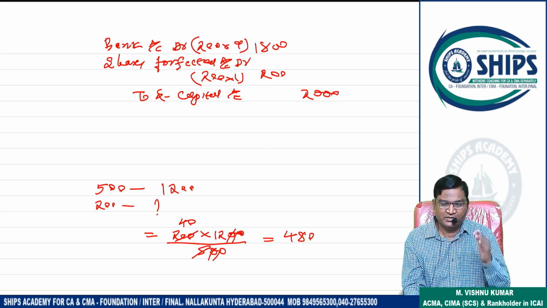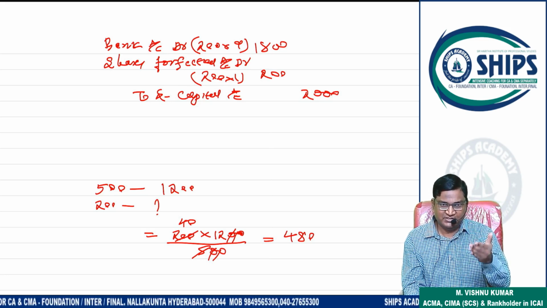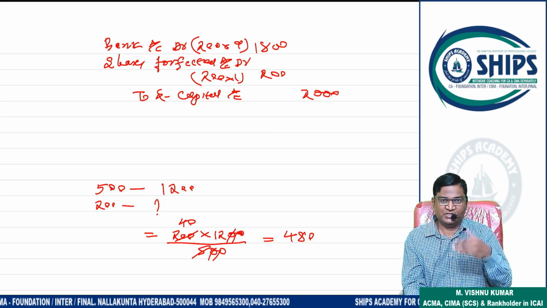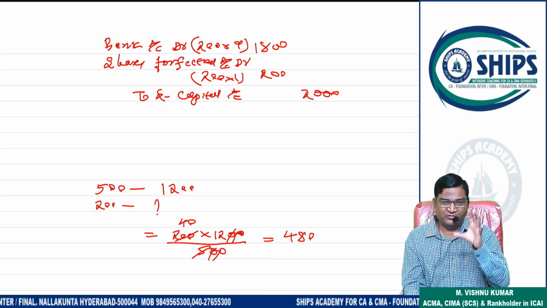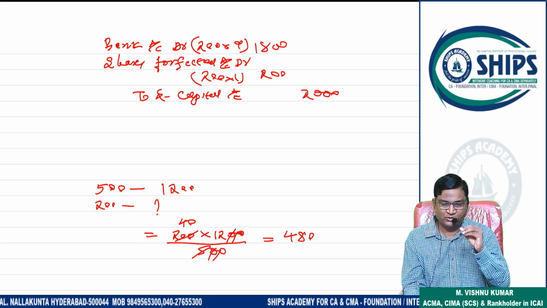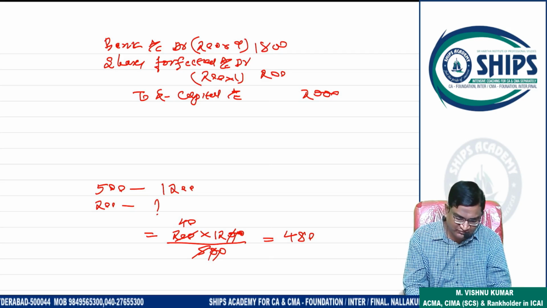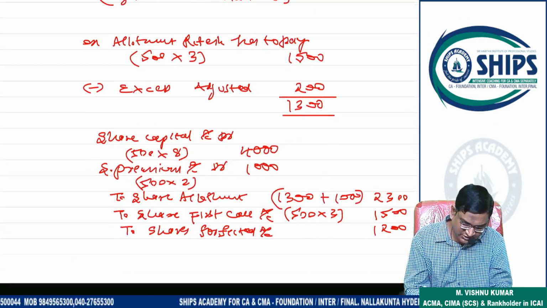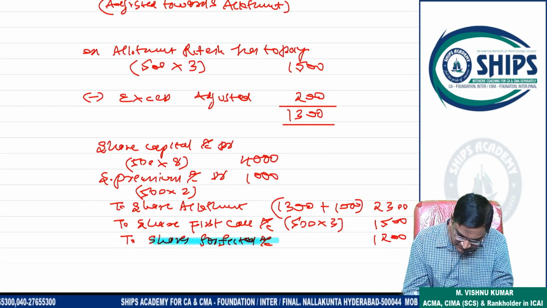Whenever excess application money is paid, that money is adjusted in application and some portion is adjusted in allotment. So if you calculate gain per share, there is a possibility of mistake. So in this way you should calculate. First, in the forfeiture entry, you have to check how many shares are forfeited. So here your shares forfeited amount is 1200.